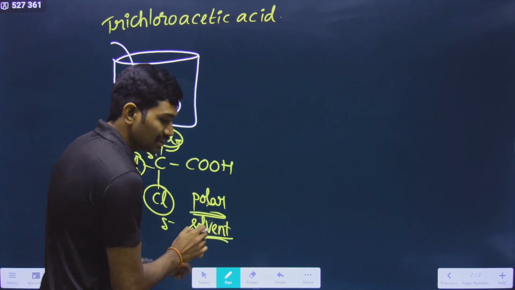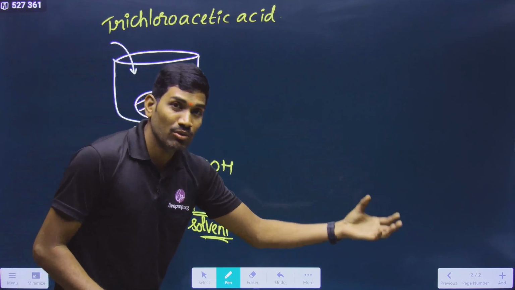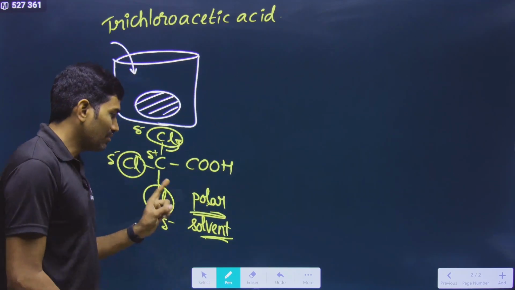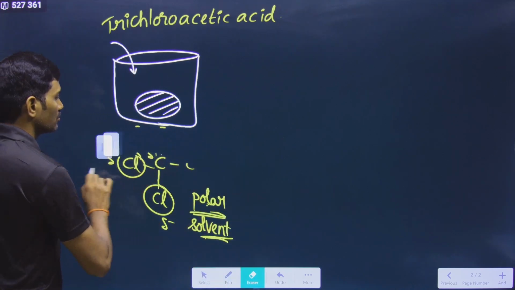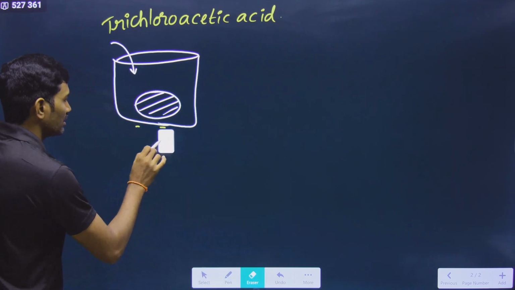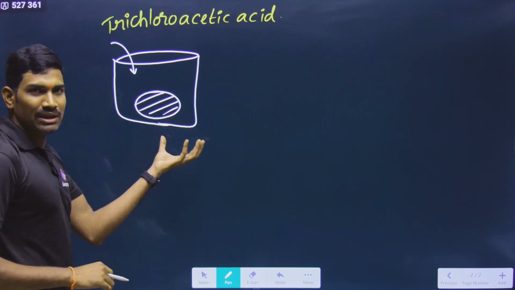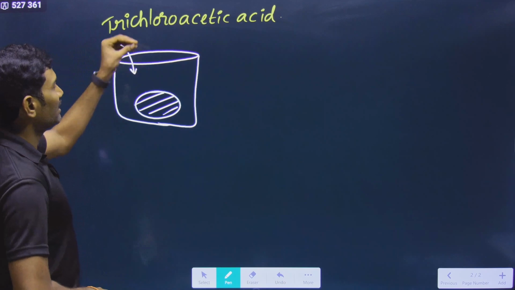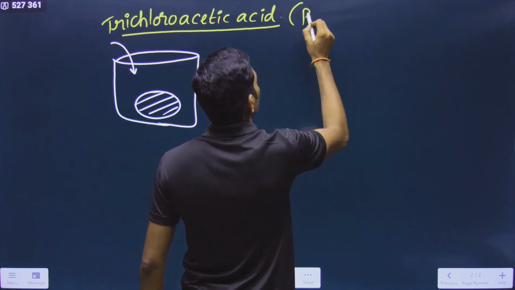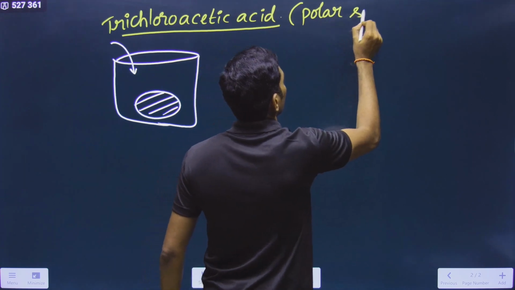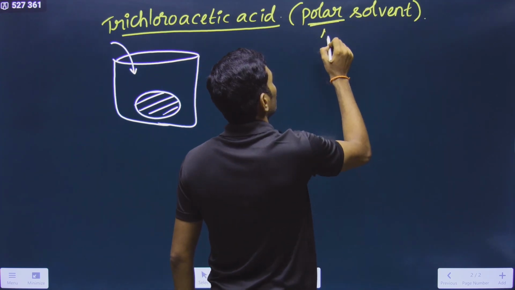Please remember this sentence. In this lecture itself, when we are specifically talking about the lipids, at that time I will use this point once again. So please remember it here. So what is the simple conclusion? We are taking a tissue in a beaker or in a plate, and to this we are adding a solvent. What is this solvent? Trichloroacetic acid. This is a polar solvent. It is a polar solvent. This is the most important point you need to remember.